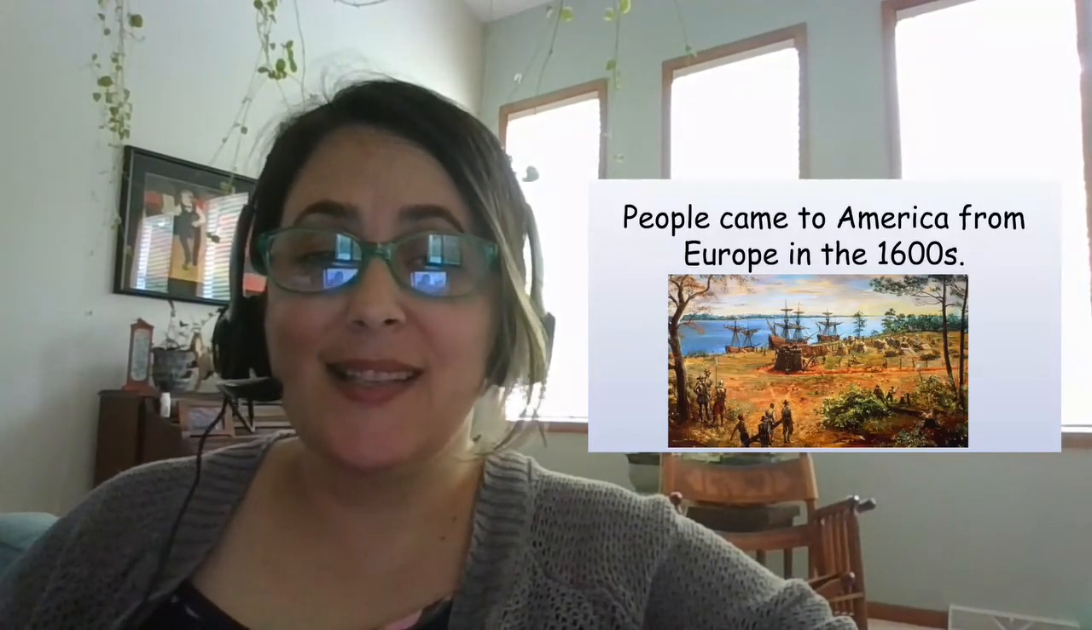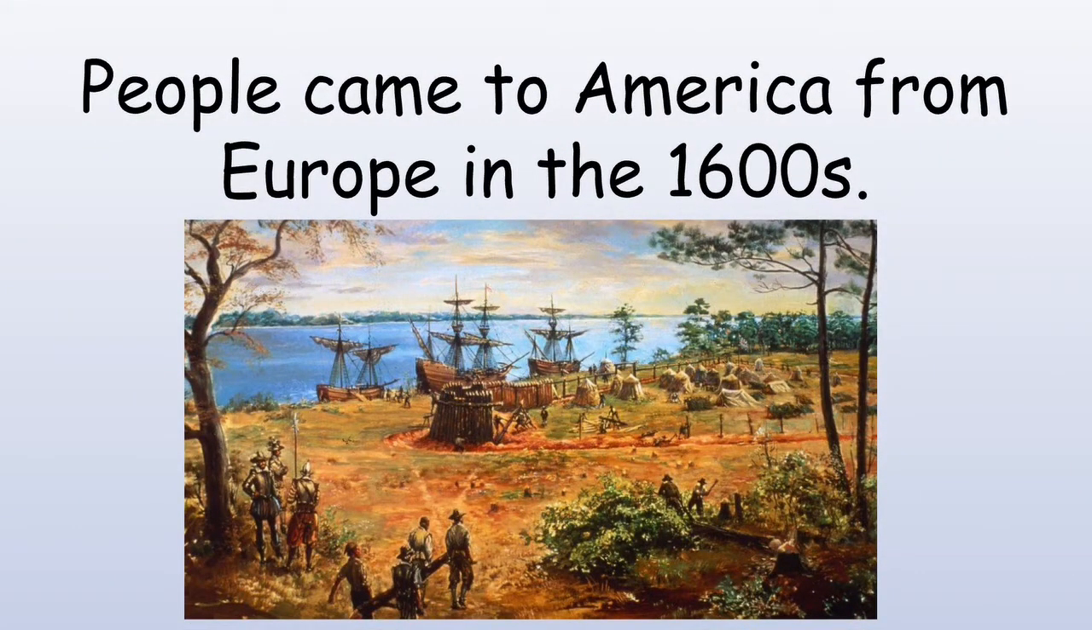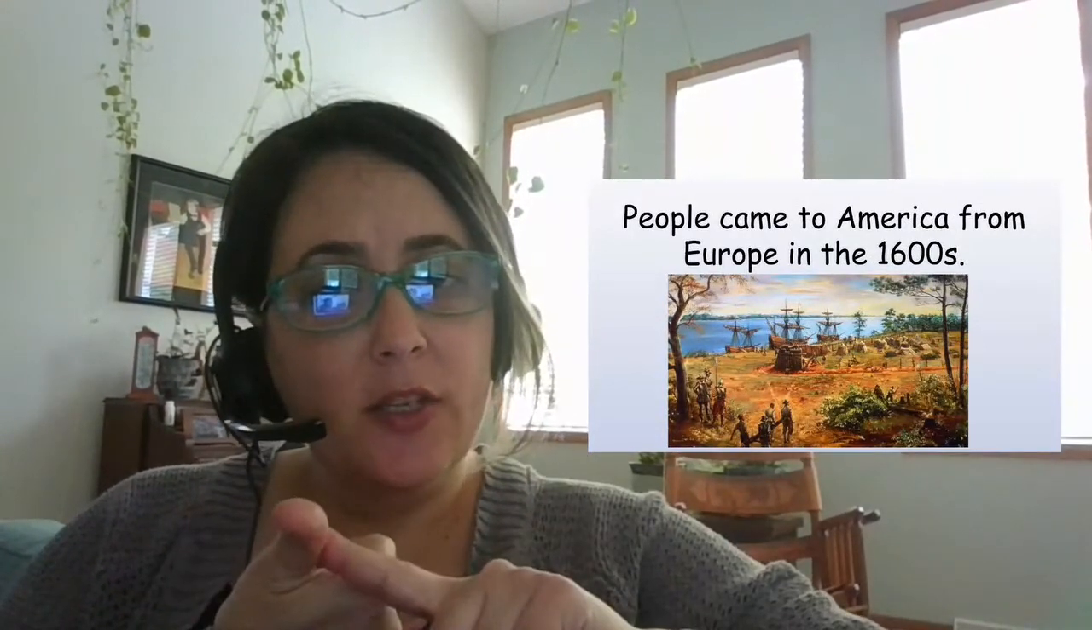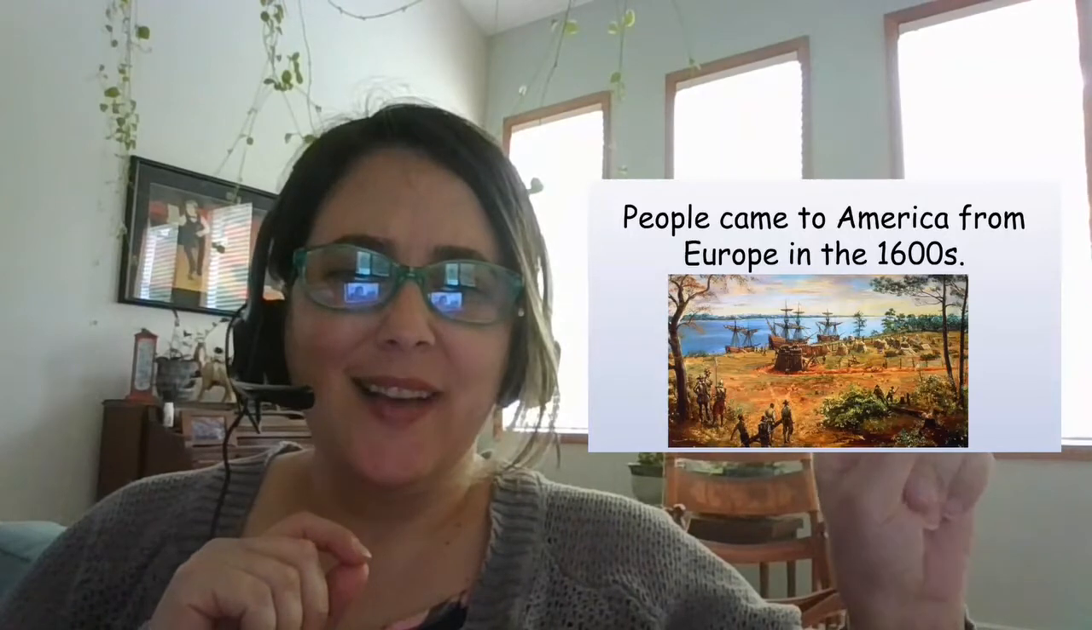People came to America from Europe in the 1600s. Europe is a place. England, France, Germany, Denmark, the Netherlands, Poland. All of these countries are in Europe. People came to America from Europe in the 1600s. 1600s is 100 years. 1600 to 1699. 100 years.